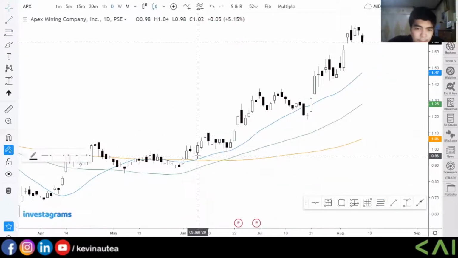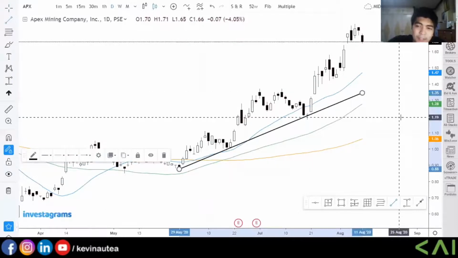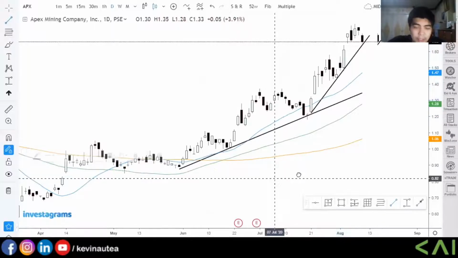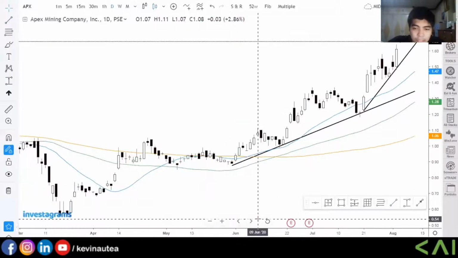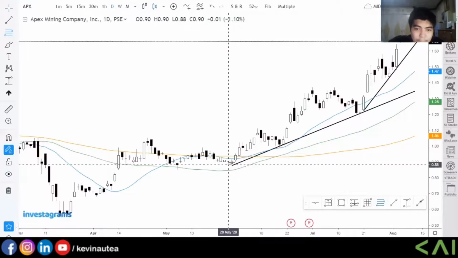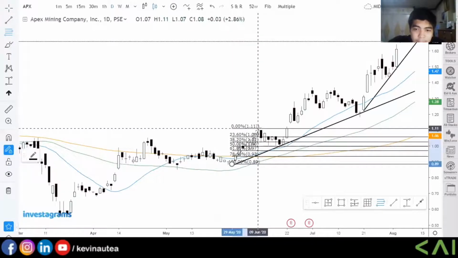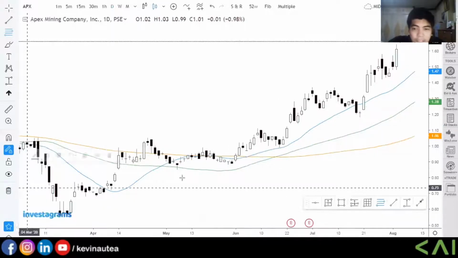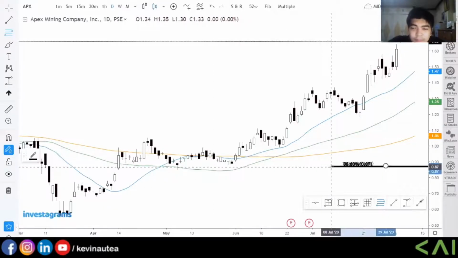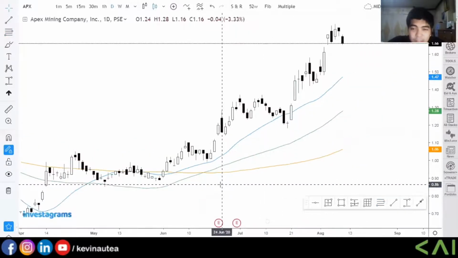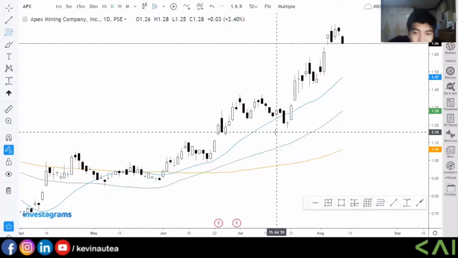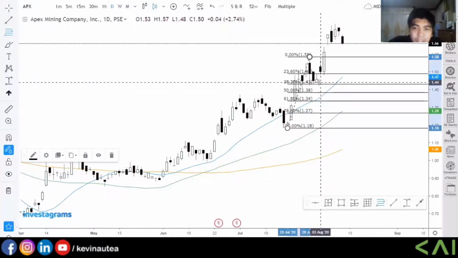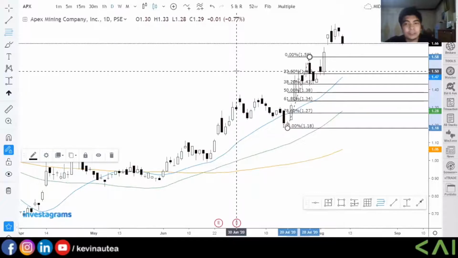APX uptrend. There you go. Then another trend closer to that one. So let's use the Fibonacci at this point here. It's a good retracement around 50 to 38. Then again, let me try to use it here, lowest to the highest. So it's around 38. It's a good retracement.